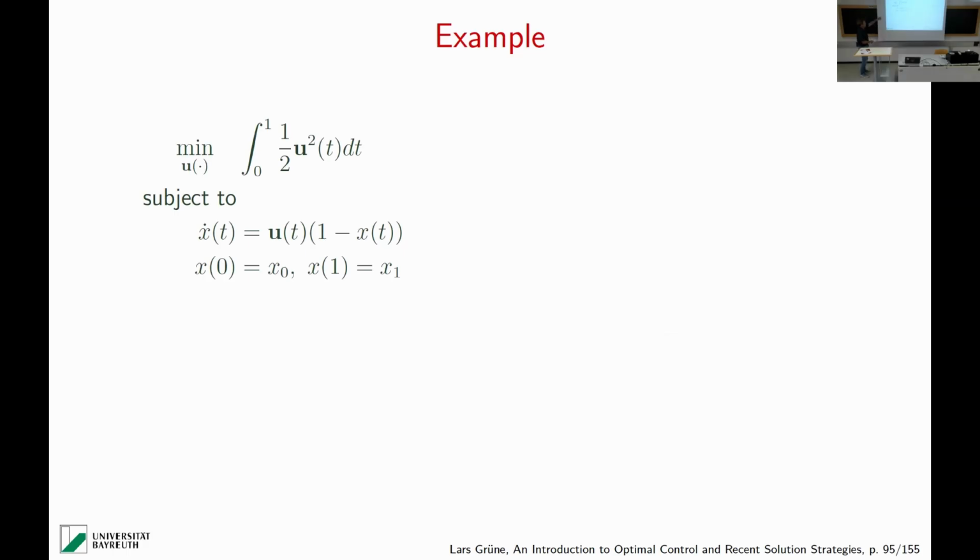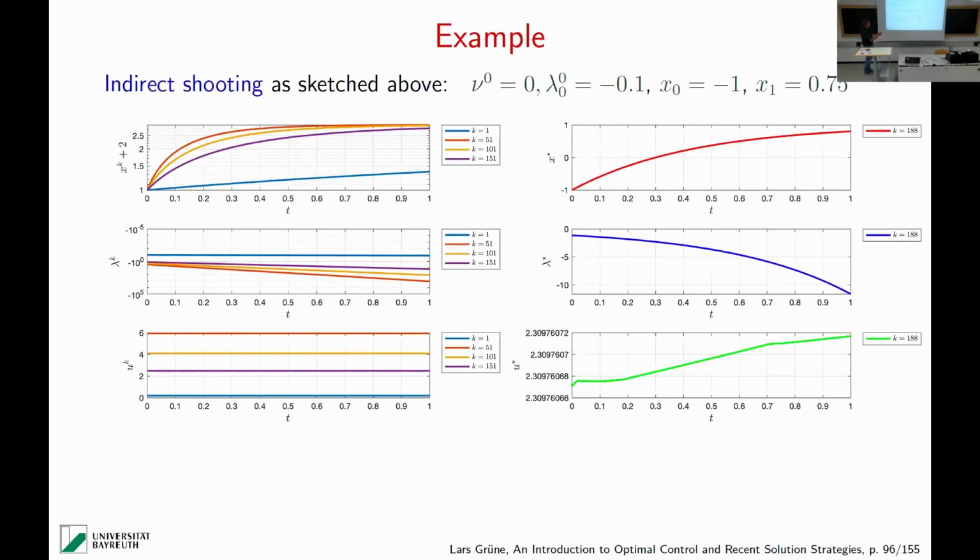So here's an example. This is the one that we have seen before. The only thing I'm changing here is now initial and terminal condition. I have them free here. And for the particular choice of initial condition equal -1, terminal condition 0.75, we initialize this Newton scheme with this initial guess for mu 0, this is the Lagrange multiplier for this terminal condition, and lambda 0, that's the initial condition for the Lagrange multiplier, this is lambda 0 in the maximum principle. Then this is the solution that you get.